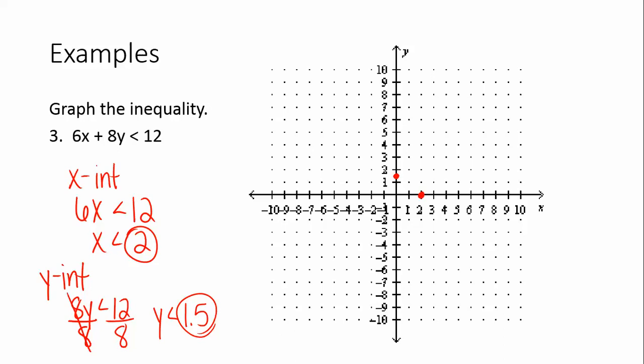Now, do we want a dotted or solid line? We want a dotted line, and it's because we just have the less than symbol. And again, we want to make sure we extend this all the way across the graph because we have a lot of shading to do.